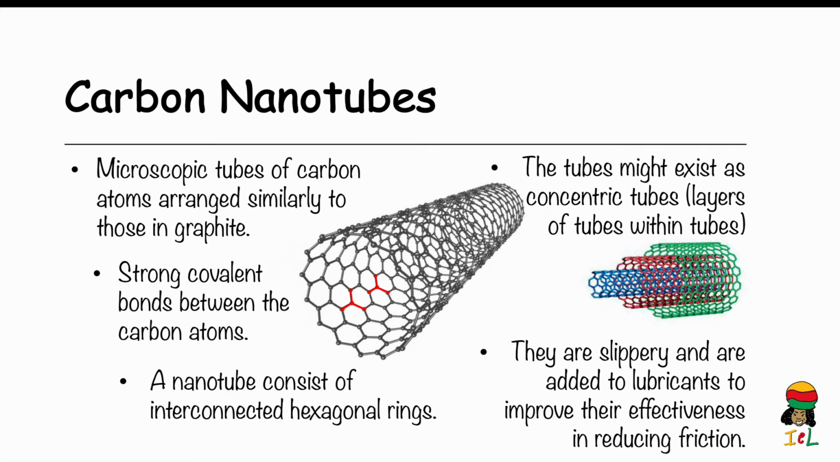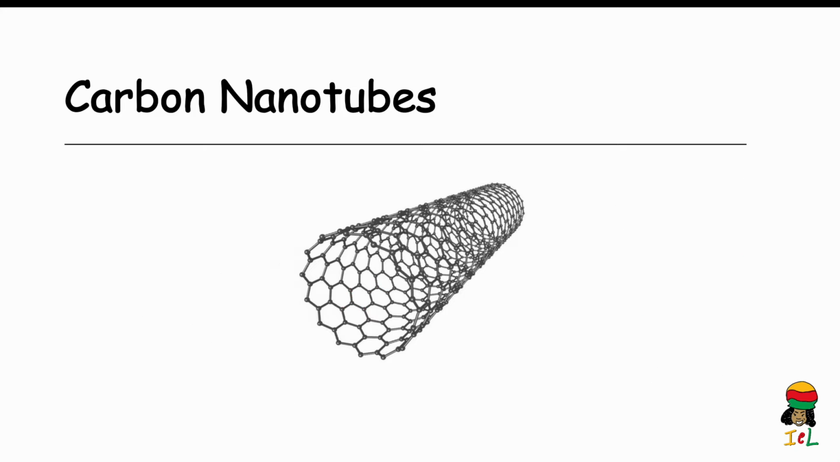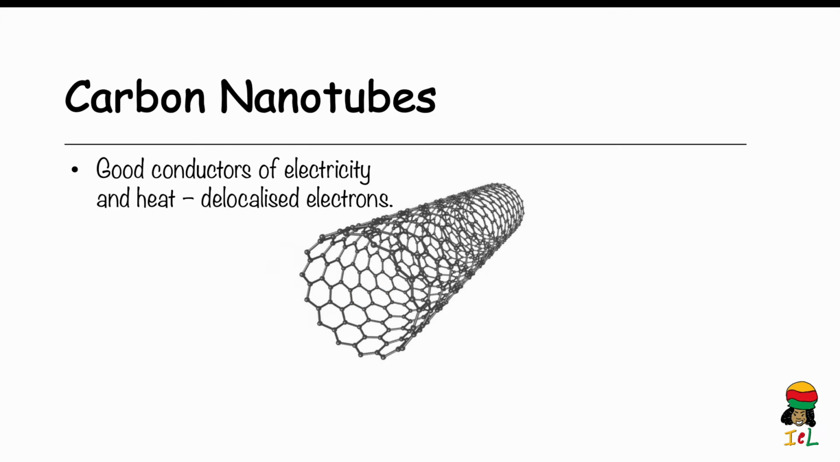The carbon nanotubes are super slippery and are often added to lubricants to improve their effectiveness in reducing friction. Carbon nanotubes are typically good conductors of electricity and heat. In fact, the longer the nanotube, the higher its thermal and electrical conductivity. Each carbon in the structure has one unbonded or free electron, which becomes delocalized. These free electrons can move around the entire nanotube.